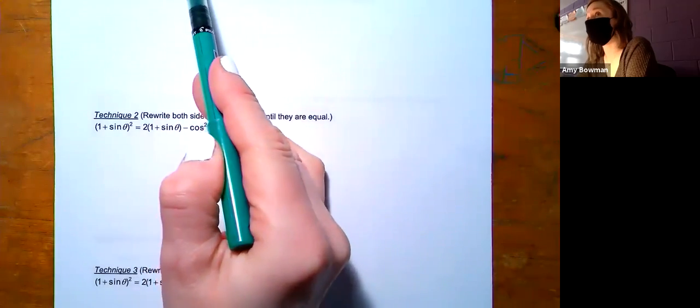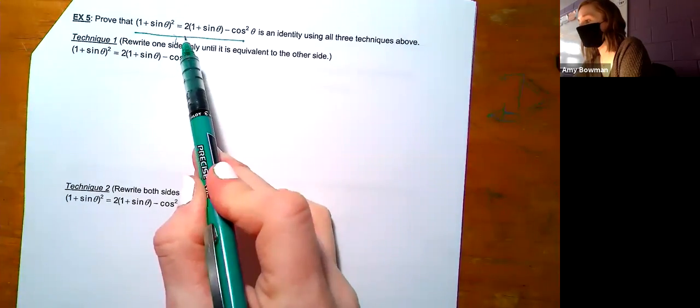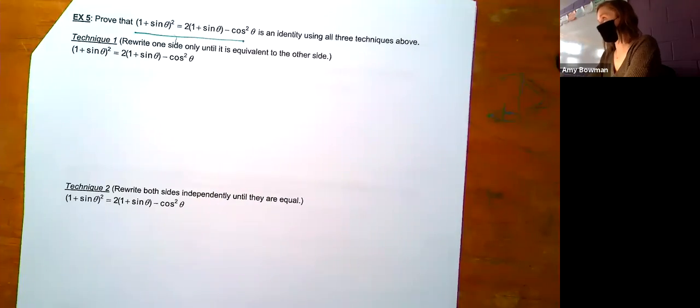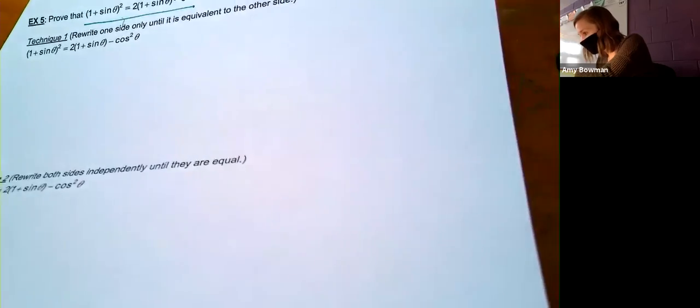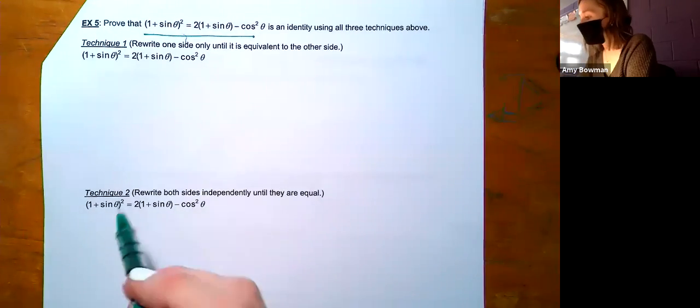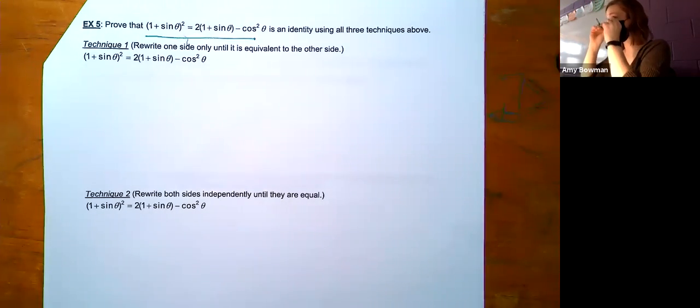I want to prove that 1 plus sine quantity squared equals 2 times 1 plus sine minus cosine squared. Okay, where is there a better one to prove? Let me see if there's not another favorite that I have. No, we'll do this one. All right, how can I change? So this one's tricky. They're already in terms of sine and cosine.